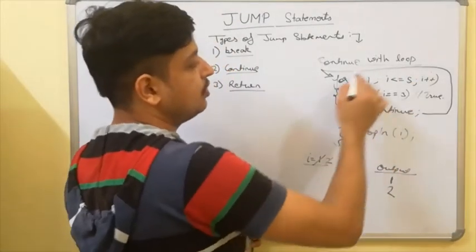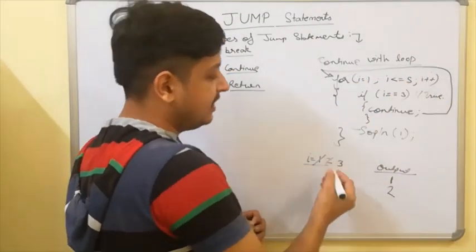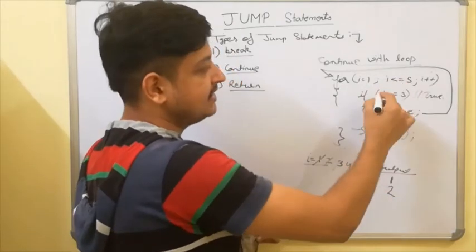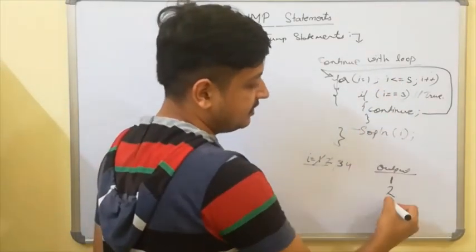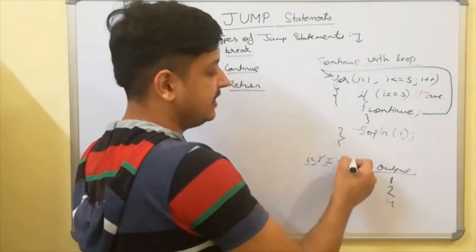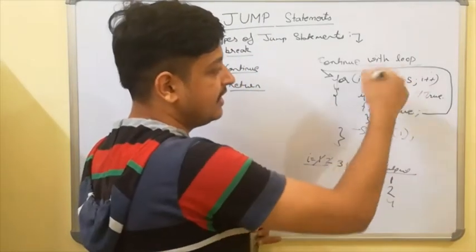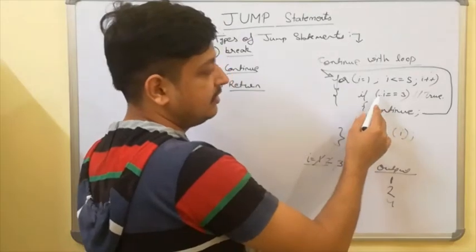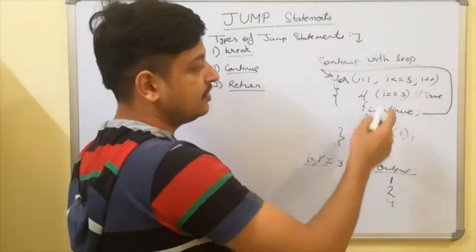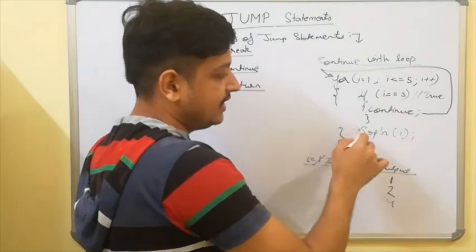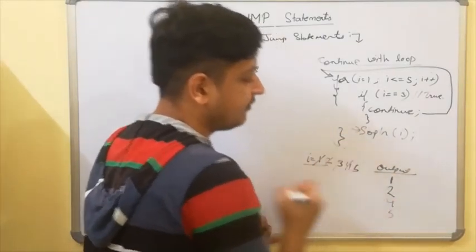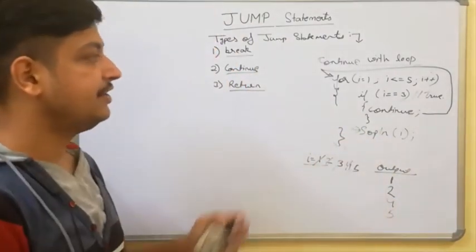So it will go and update the value of I to 4. It will again check if 4 is equal to 3. No. Then it will print the value 4. Then it will update the value 4. It becomes 5. And it will again check the value. If 5 is equal to 3, which is again false, it will come out. It will come towards the SOP ln I, and it will again print 5. So this will be the continue statement.